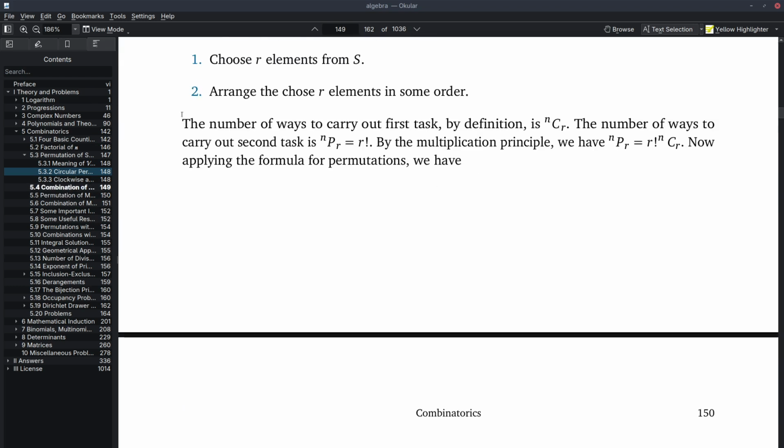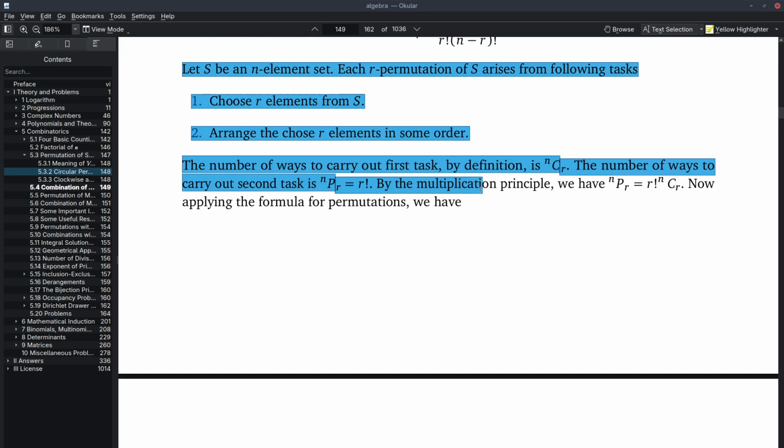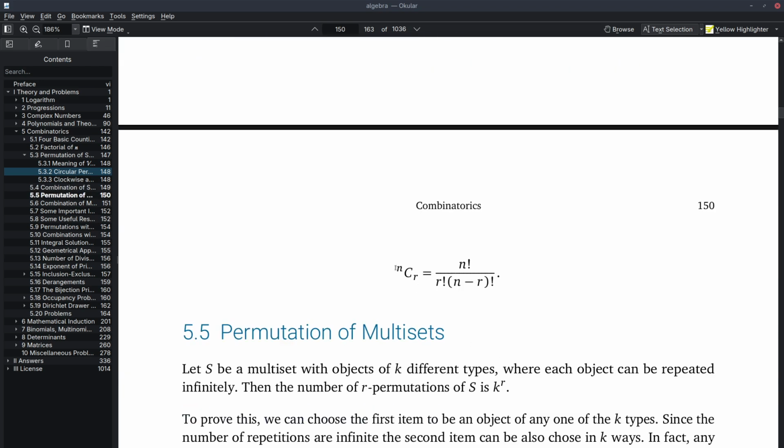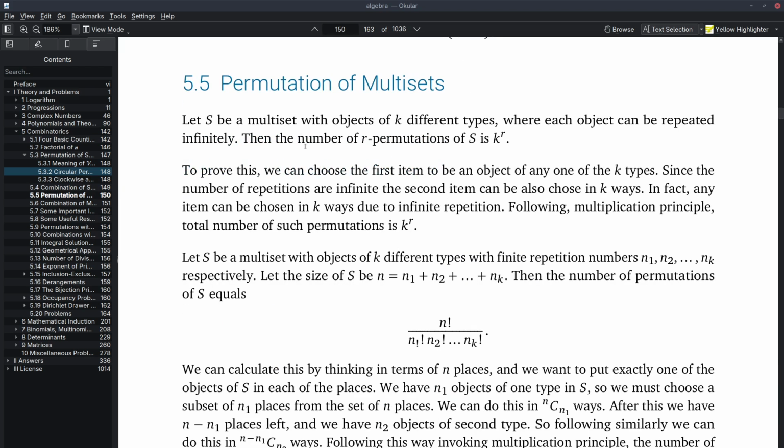So if you read from here, you should be able to understand the combination of r objects out of n objects. Then we have permutation of multisets. Multisets have been discussed in previous videos. So if you don't know what a multiset is, I would request you to visit the previous video and watch it.